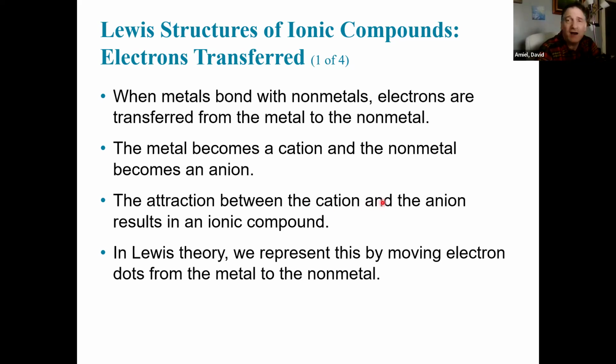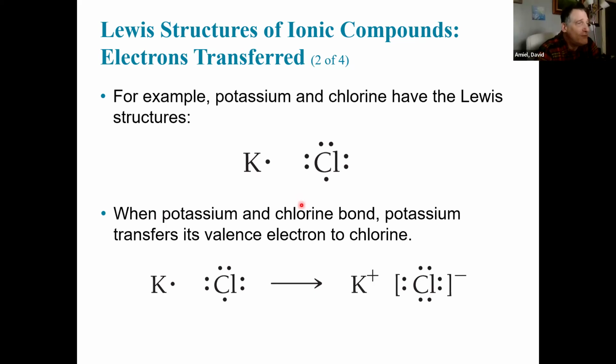The attraction between the cation and the anion. The cation, if we're talking about sodium chloride, would be the sodium, and the anion would be the chlorine. And it is this attraction that causes them to form a bond. We represent this by moving electron dots around from the metal to the nonmetal as follows. So here you see potassium and chlorine. On the left is the dot structure for potassium. It has 1 valence electron. Chlorine has 7. So we can see what's going to happen here.